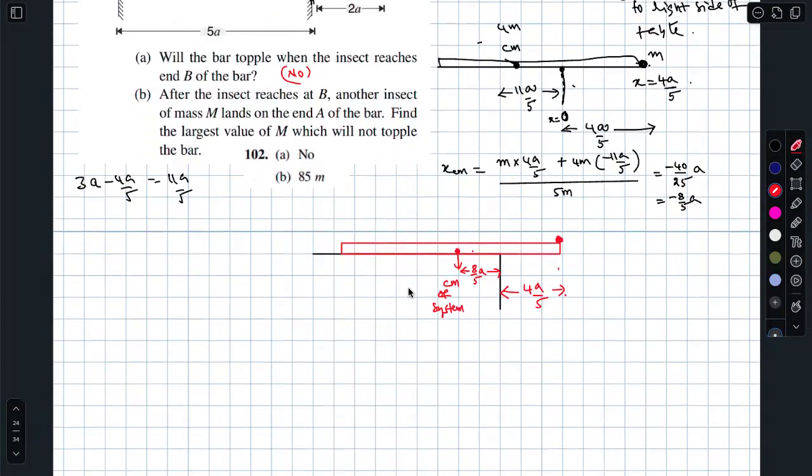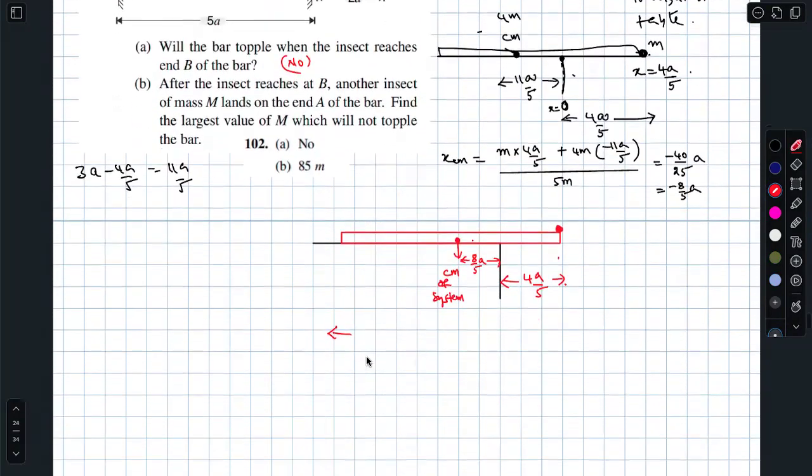5A. Now, can you please tell me, what is this length? Yeah, this is totally 6A minus 4A by 5. 26.